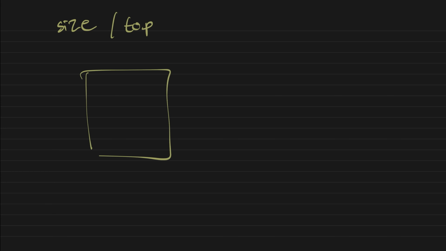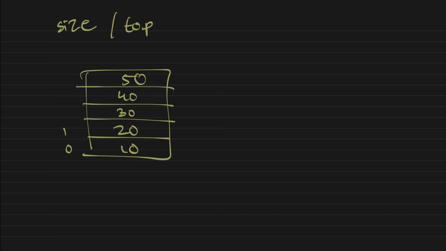So now let's look at the two remaining functions, which were the size and the top function. Again let's take the same example of our stack. So this is 10, 20, 30, 40 and 50, and this is index 0, 1, 2, 3 and 4. Okay. Let's say this 50 was popped out from the stack. So there are currently only 4 elements in the stack. So this fourth element here is not there. Okay. So now my top would be pointing to what? Top would be equal to 3.